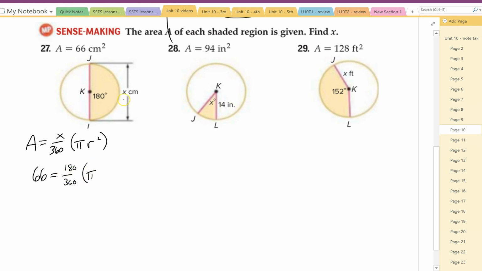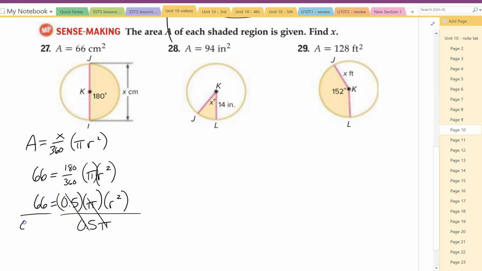And I know pi r squared is what goes right there, but I don't know what r squared is. I'm going to separate these two. All right, 66 equals, I know 180 divided by 360 is 0.5. Pi is just pi, and then I have r squared. So what I want to do is get this r squared by itself. So I'm going to divide both sides by 0.5 pi, because by doing that over here, it's going to get rid of both of those things. So over here, I'm also going to divide by 0.5 pi.